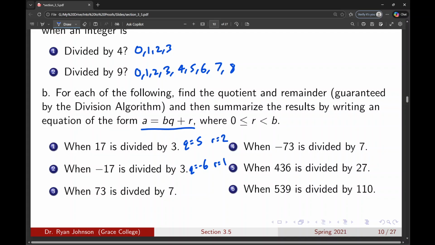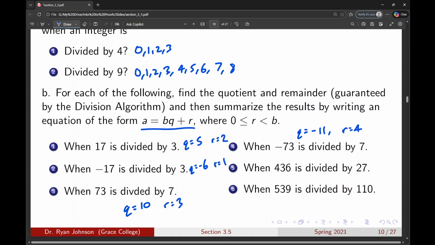Again, remember that the remainder always has to be non-negative. It can be 0 or positive. When 73 is divided by 7, the quotient is 10 and the remainder is 3. When negative 73 is divided by 7, make the quotient negative, but one further. So q equals negative 11, and that's negative 77. To get back to negative 73, you need to add 4.